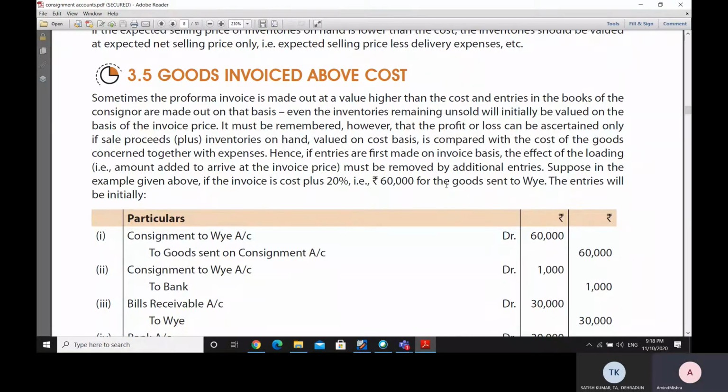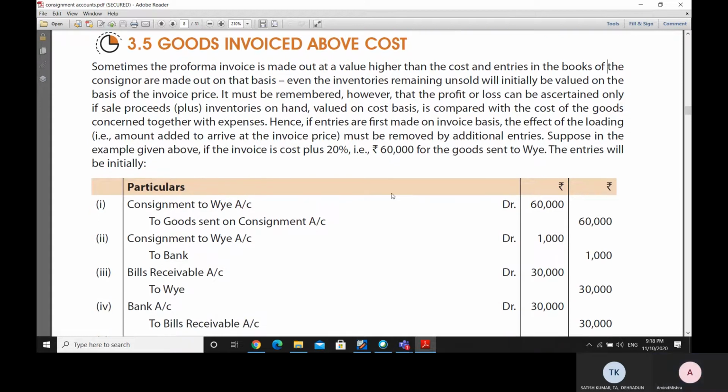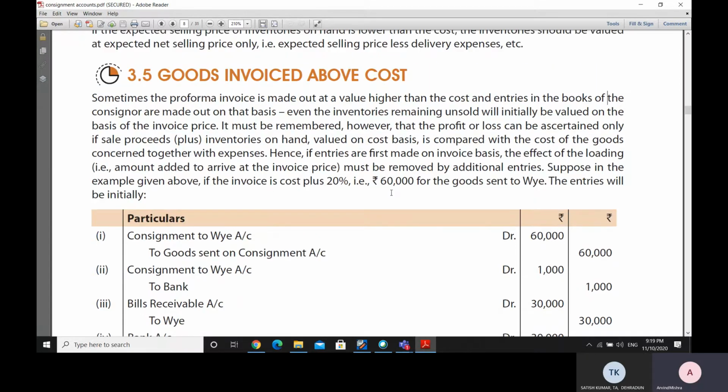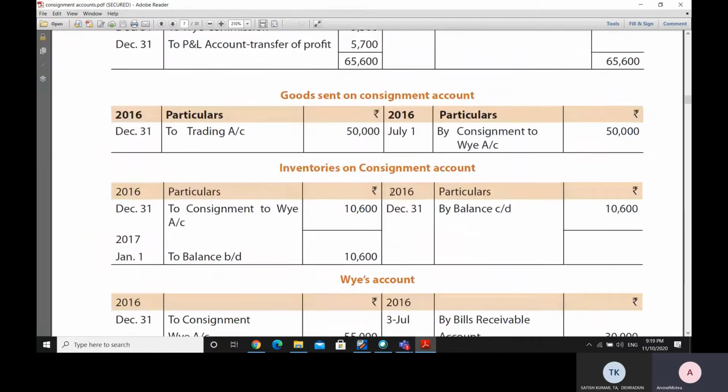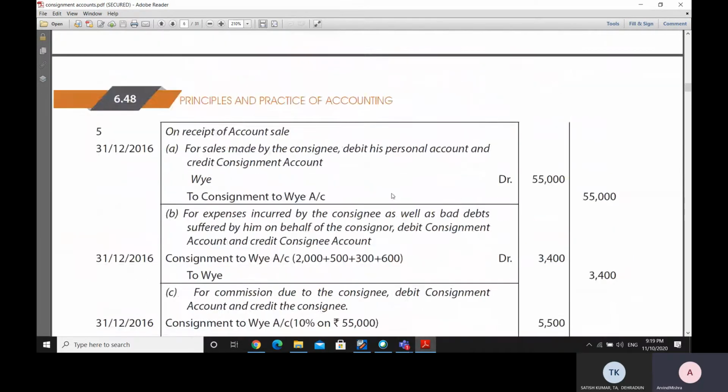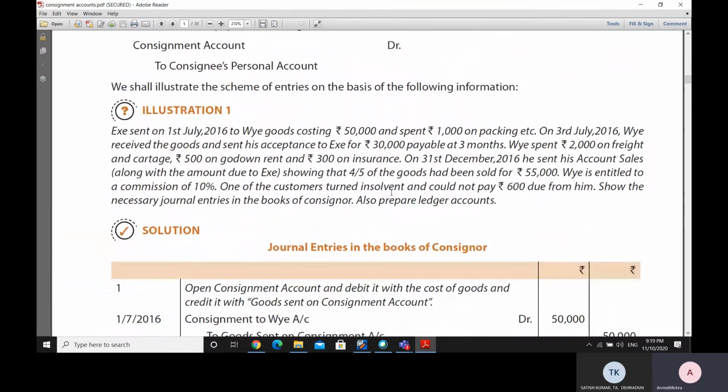Now, supposing in this example which was given above, which we have done in the earlier webinar, if the invoice was cost plus 20%, that is 60,000 instead of 50,000 for the goods sent to Y. Then let us see in the previous example itself how the entries would be. So, in order to get a hang of the question, let me again go back to the question and read the question out once again so that we are familiar with the question that we are solving here.